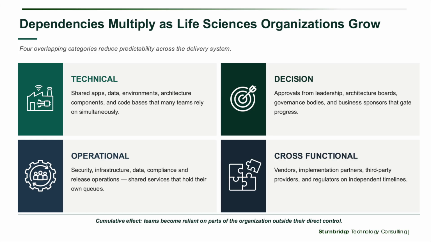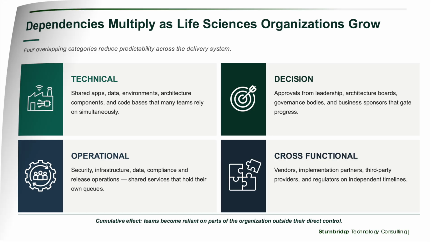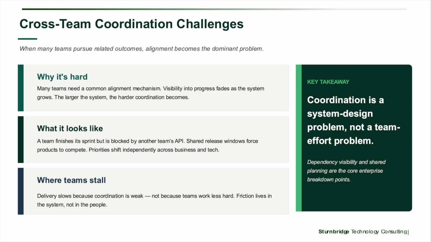A plant analytics team may finish a sprint, but the cloud platform team has not yet provisioned the environment they need for production deployment. A quality workflow team may be ready for testing, but integration with SAP or a shared release calendar delays progress. An AI operations team may have a strong use case for predictive maintenance, but the historian, asset hierarchy, and equipment master data remain inconsistent across sites. These are all examples of work slowing down because coordination is weak, not because the teams are weak. That is a critical lesson for large enterprises. Friction often lives in the system, not in the people.